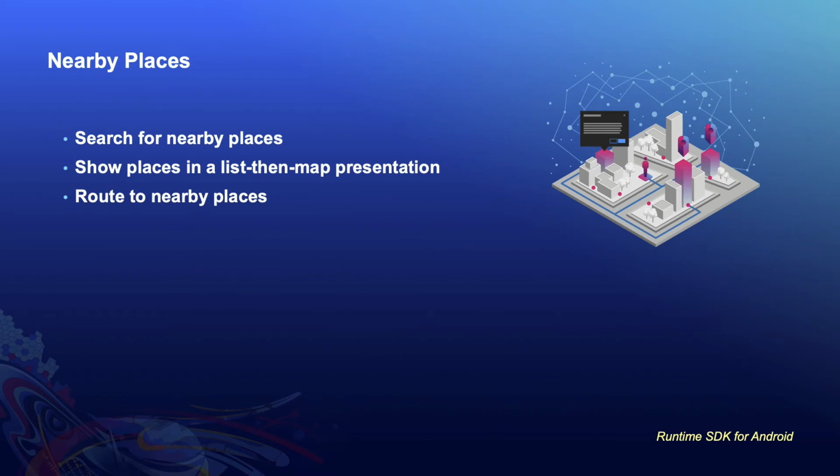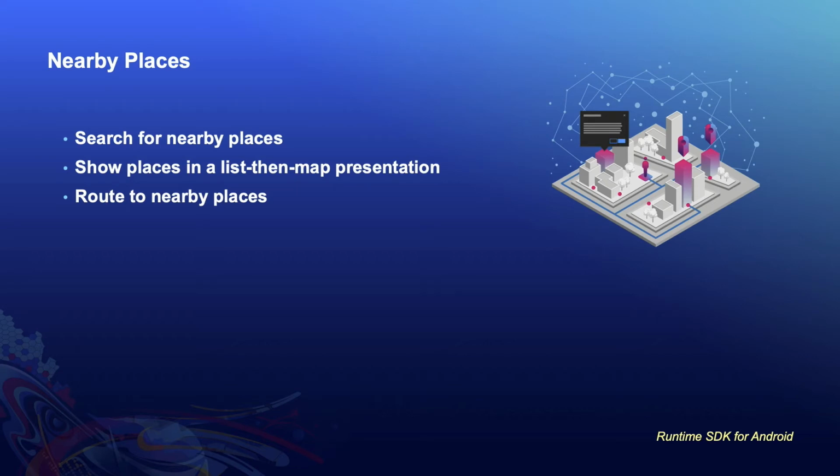And last but not least, we have Nearby Places. This open source application is built using the Android Runtime SDK, and it's designed to help your users discover what's in the world around them. The app recommends and displays places of interest contextualized by the user's location. Upon choosing a place, your user can request a route and get to where they want to go.